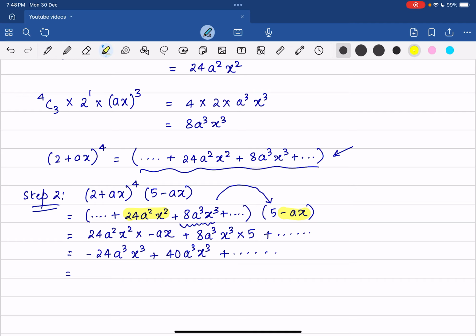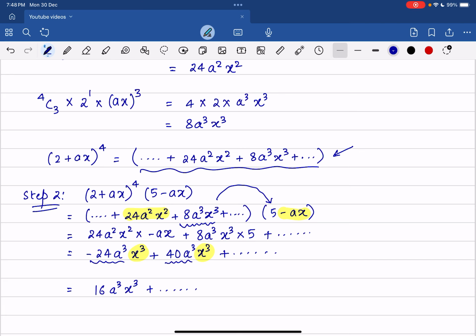So do you see like terms? x cube, and because of that, can you add or subtract these? Yes, you can. What happens when you do that? 40 minus 24 gives you 16a cube x cube plus dot dot dot.